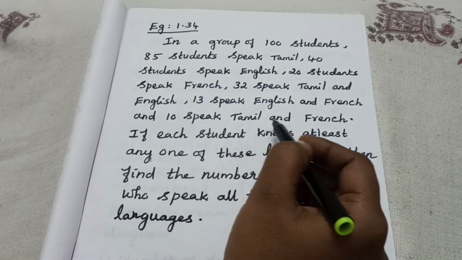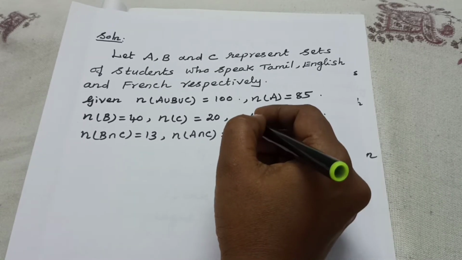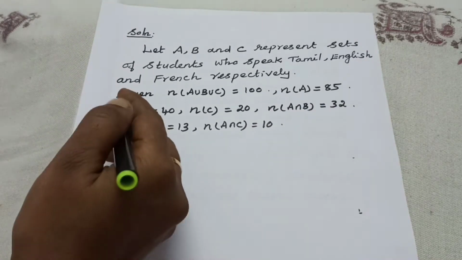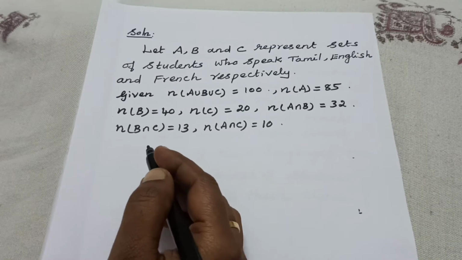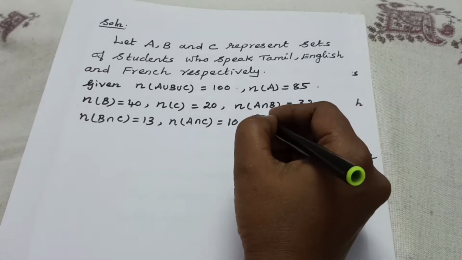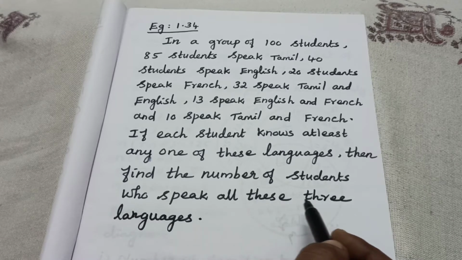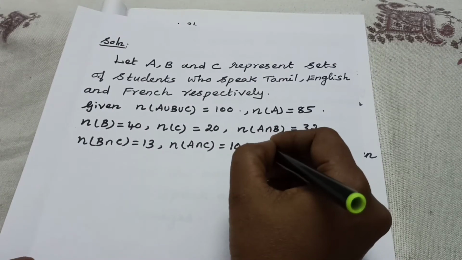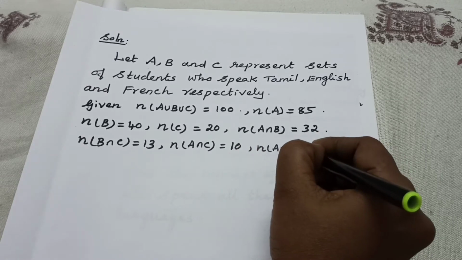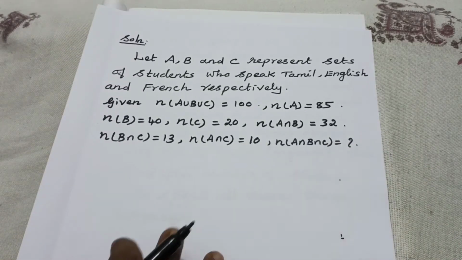Then 10 speak Tamil and French. Tamil means A, French means C, isn't it? So 10 of them. Have you understood? These are the details given. Our question is, find the number of students who speak all three languages. That means N of A intersection B intersection C is equal to, we don't know, a question mark. This one only we want to find.